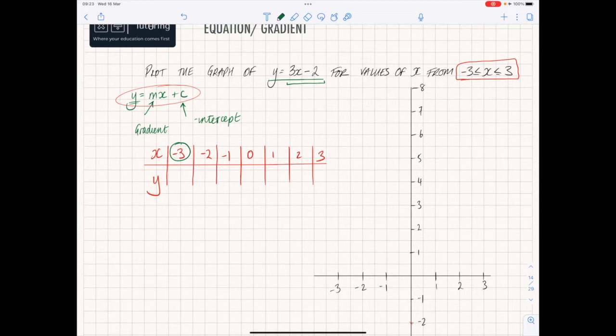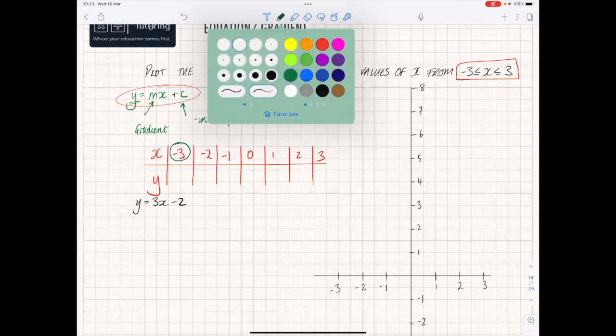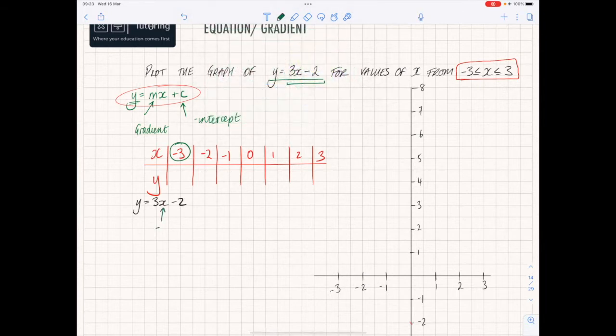So all I do is I take the equation. The equation is y equals 3x minus 2. And all I'm going to do is change this x value for minus 3. Now 3x means 3 times x. So I'm doing 3 times minus 3 and then minus 2. Well, work this bit out first. 3 times minus 3 is minus 9. Minus 9 minus 2 is minus 11. So my number here would be minus 11.